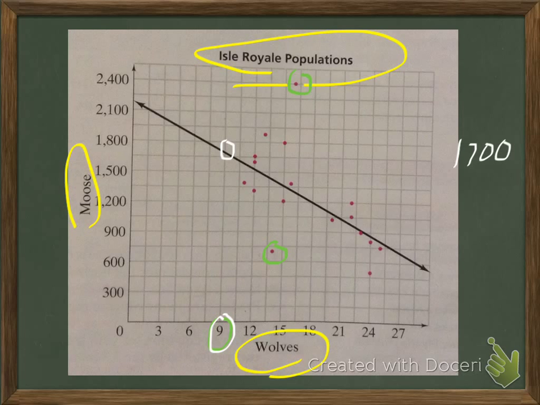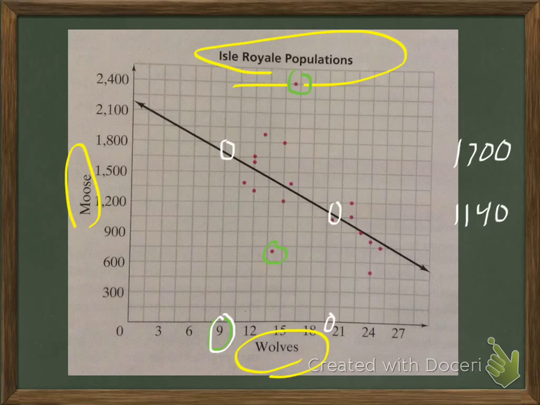Let's say the number of wolves goes up to 20. Now 20 is a little hard to find. 20.5 would be right about here, so 20 is going to be right about there. If I go up, that's almost one of my data points, as well as the point on the line. And we can see it's a little bit less. We're counting by 150, so that would be about 1,140 moose.